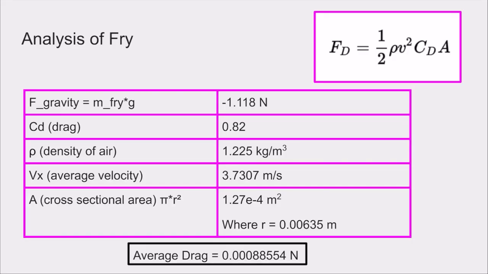This slide shows the calculations for solved forces, gravity, drag, and velocity properties that the fry had while being tossed to Fritz. The drag of the fry is the lowest out of all of the objects, which makes sense as it has the least amount of surface area and least amount of mass.